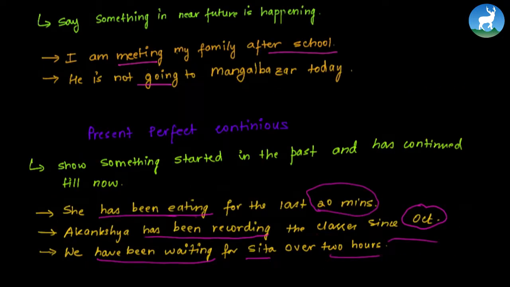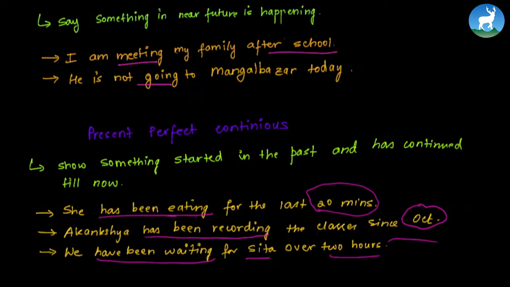And also we use the present continuous tense to say something in the near future is happening. It's about to happen in the near future. For example, I am meeting my family after school. I reach home, and as soon as I reach home, I meet my family. When do I reach home? After I finish my school. So I'm meeting my family after school. Another example, he is going to Mangal Bazaar today. So today, in the near future, in the evening maybe, it's day right now, and in the evening he is going to Mangal Bazaar. So we are making use of the present continuous tense.